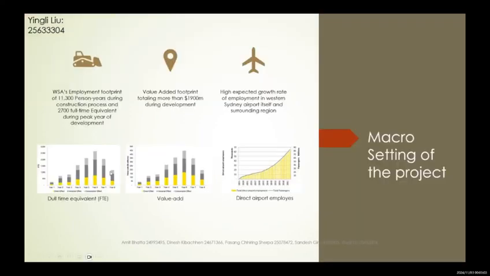On the next slide, we can see from Figure 1 that Western Sydney Airport will create a full-time equivalent employment footprint of 1,200 jobs. And over the entire construction phase, it can support around 11,000 jobs per year. And in terms of value, Western Sydney Airport's total value-add footprint is over 500 million per year. Figure 3 also highlights the link between employment and passenger growth.